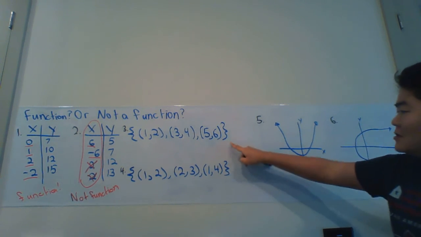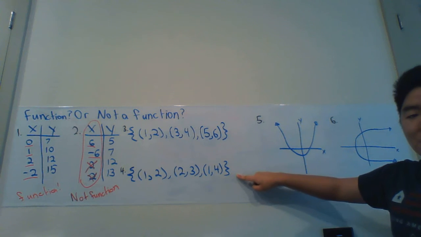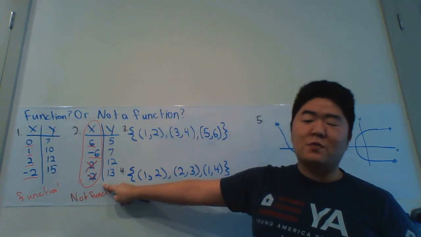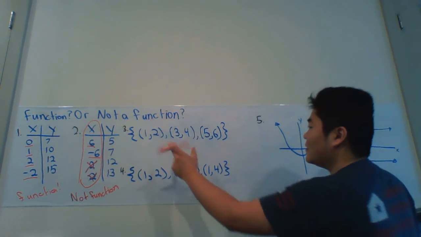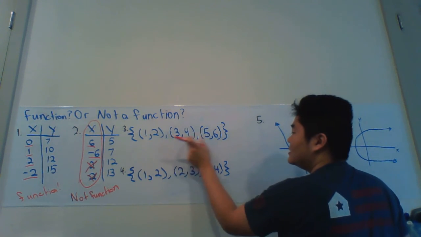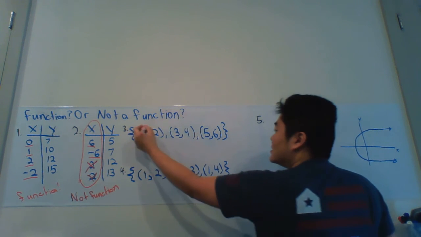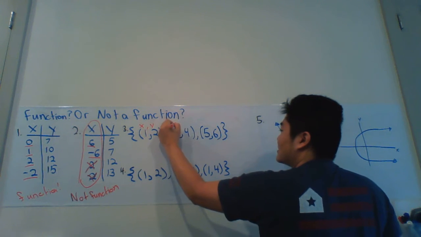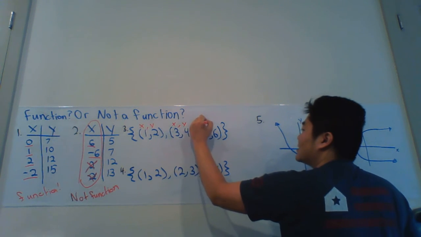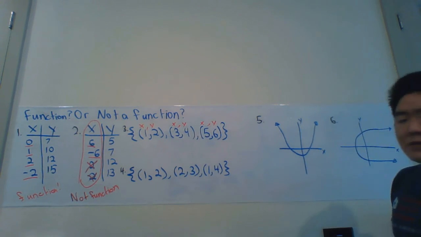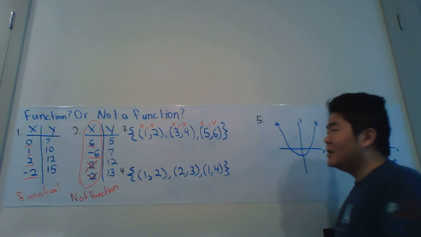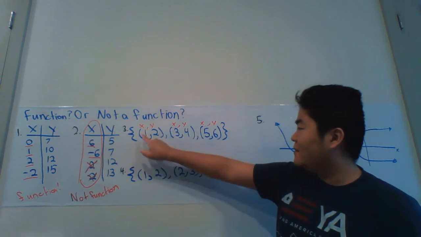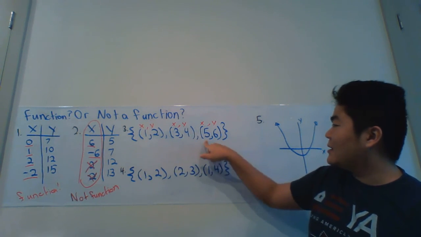Let's go on to these relations. Relations are actually the same thing as these tables. We just wrote them differently. Think of all of these parentheses as coordinate points. So I can label all of them x comma y. This one's also x comma y. This is x comma y. I can do that for all of those points. And then I'm doing the same thing: I'm looking at all my x values to see if they're repeated.